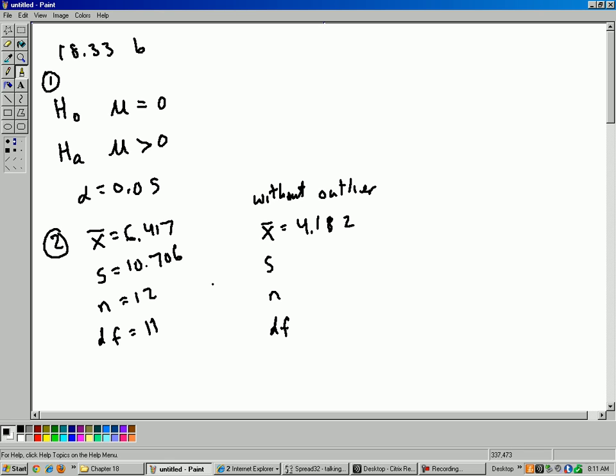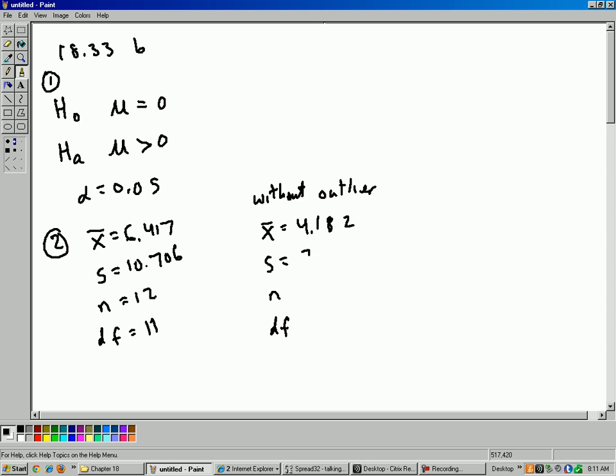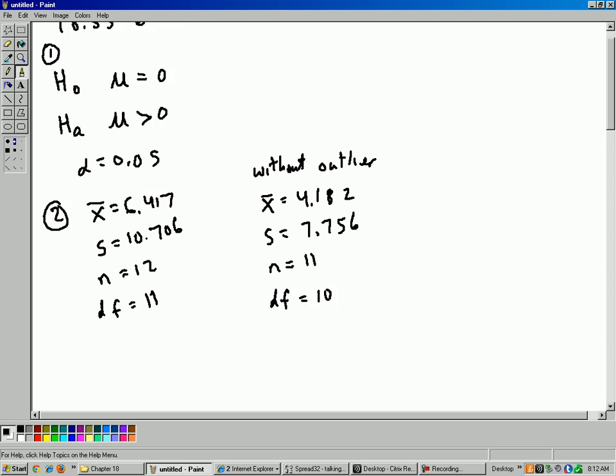So that one super newt who has 31 micrometers per hour faster with the control limb here really made a big difference in the mean, and the standard deviation as well. The standard deviation is 7.756. By the way, the sample size changes as well. Since we threw out the outlier, we only have 11 in our sample, and our degrees of freedom is 10. All right, so part 3, do the analysis.